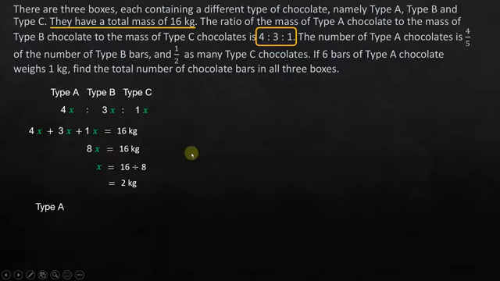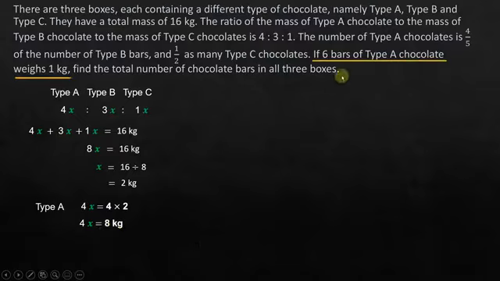So type A chocolate, the mass of type A chocolate is 4x, which is 4 times 2, which is 8 kilograms. Right? We have found the mass of type A chocolate. Now this statement here, if 6 bars of type A chocolate weighs 1 kg, the reason we skipped that and came here is because this is where there is a link or relationship between the number of bars and the mass. That is only for type A actually, right?